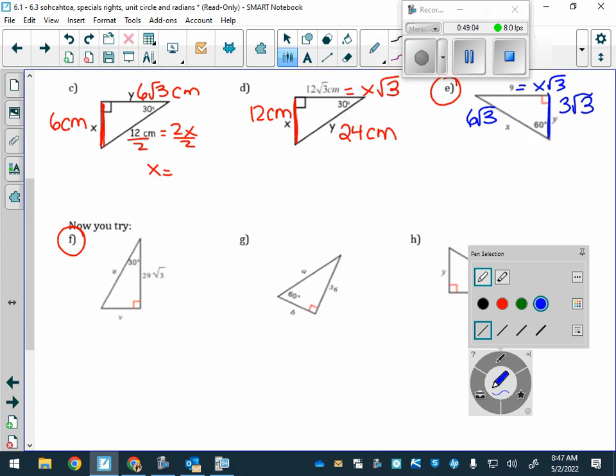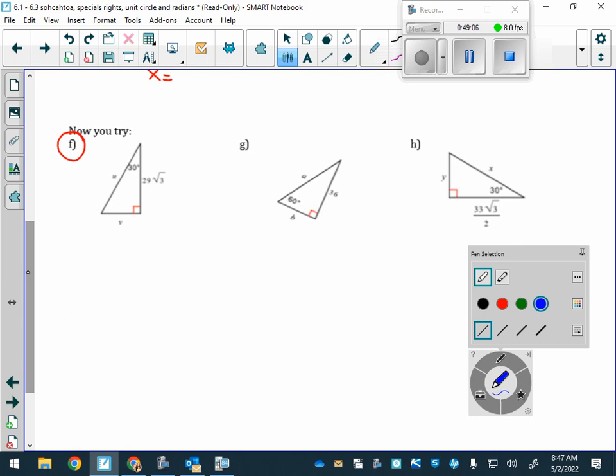Good. Okay. And then for F, we're given 60 again, which is 29 root 3, which is equal to x root 3. What is our side length? Nick? 29. And what is our hypotenuse? 58. Good. Excellent. Good job, you guys. Any questions? We went through a lot. However, a lot of it was recall, hopefully.